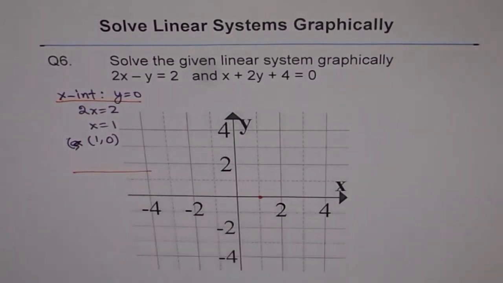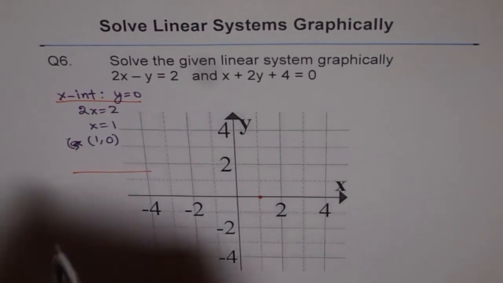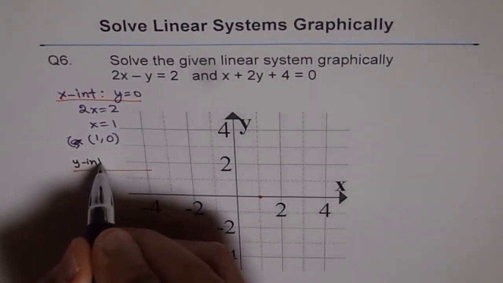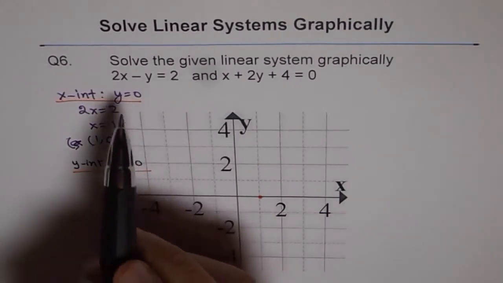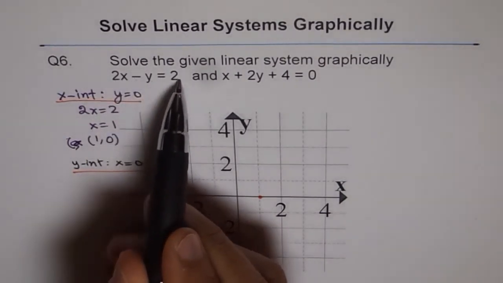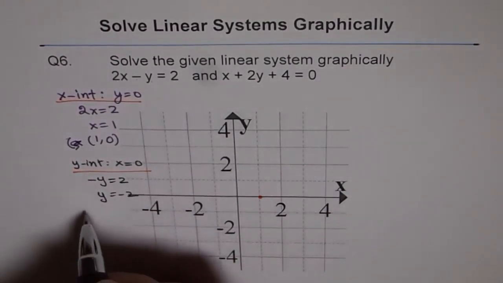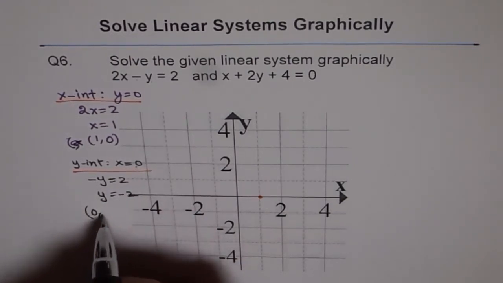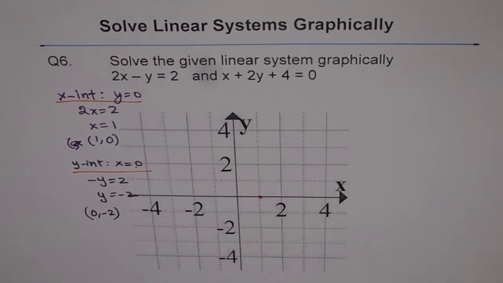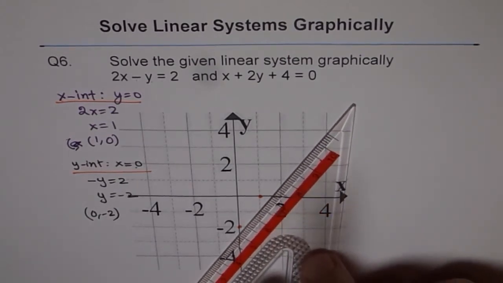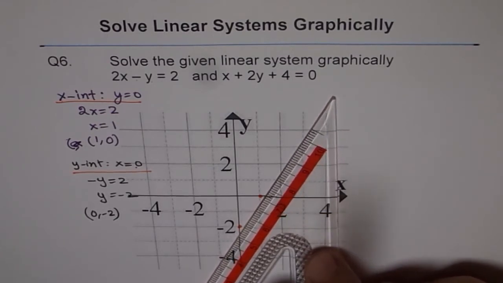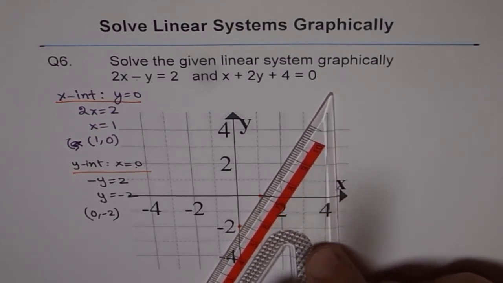And now let's find the y-intercept also. To find the y-intercept, what should we do? We should put x equals 0. So if I put x equals 0, I get minus y equals 2. Minus y equals 2 means y equals minus 2. And therefore, my point is (0, minus 2). So let's put (0, minus 2) as my second point. Since I have 2 points, I can at least join them with a straight line and get the graph of the required line. That will represent the given equation 2x minus y equals 2.